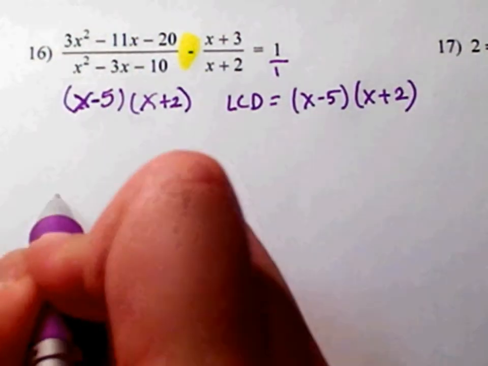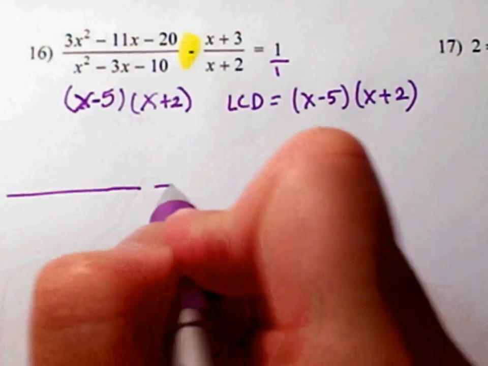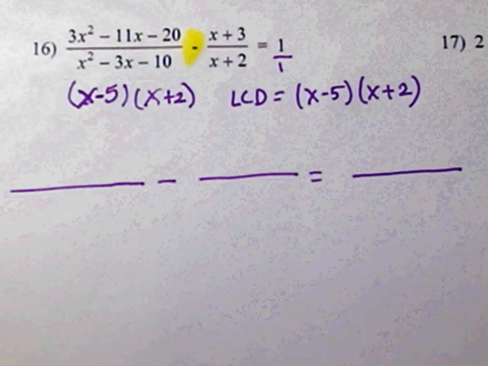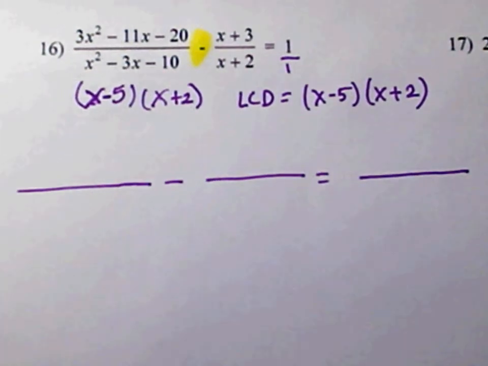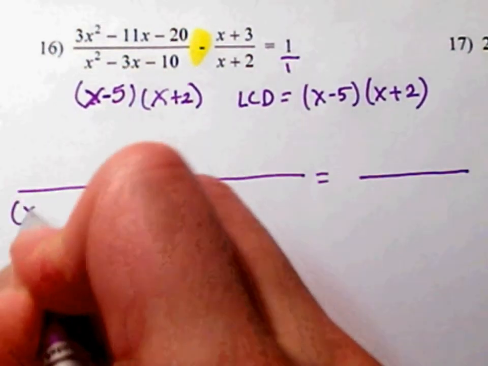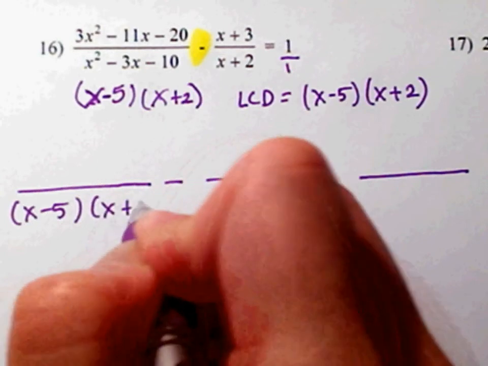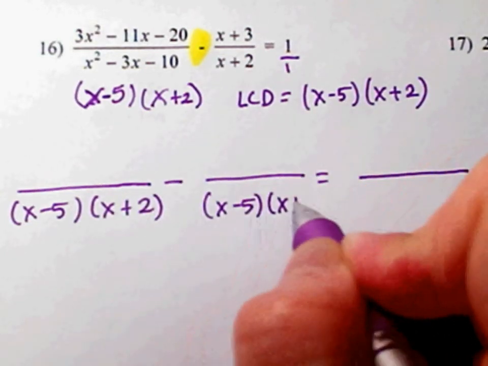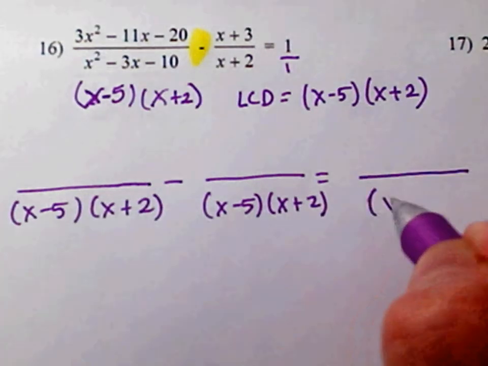Line minus a line equals a line. Okay? Write your least common denominator under each one. x minus 5 times x plus 2, x minus 5 times x plus 2, x minus 5 plus x plus 2.